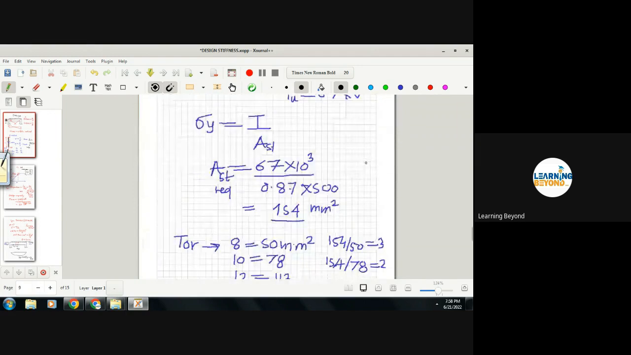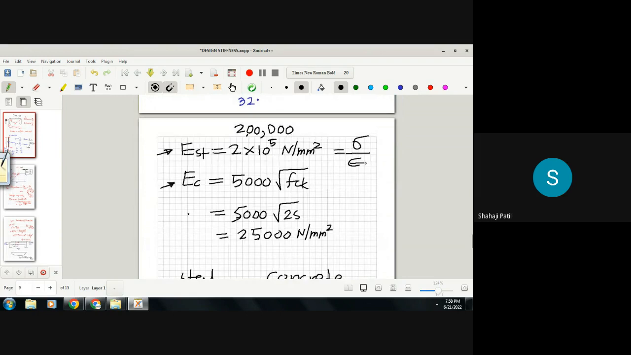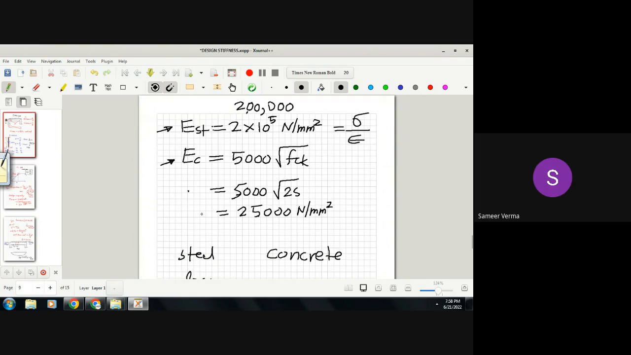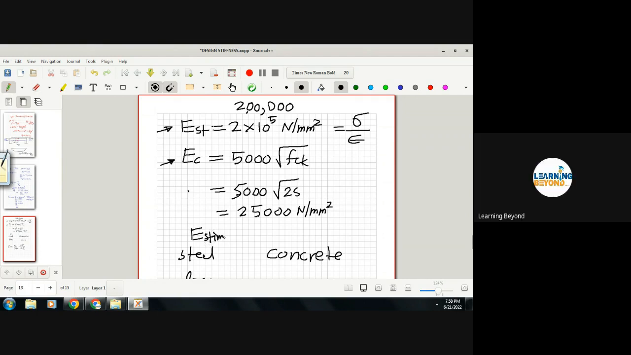Does anybody know the E value of timber? Is it more than steel or less than steel? Less than steel, yes. So E of timber is less than steel. I don't remember this value, but I'll share with all of you the E values for different materials.